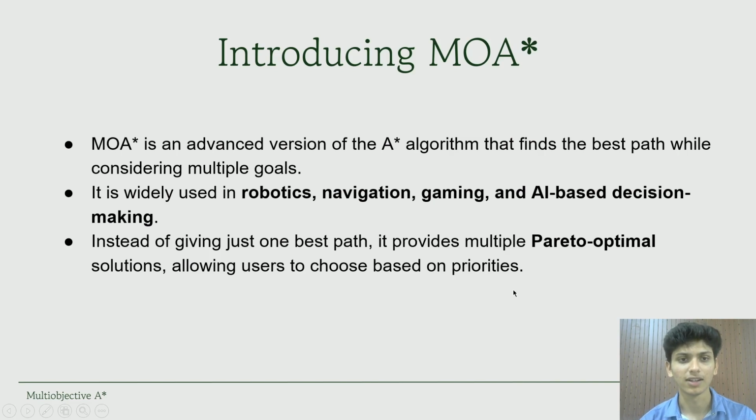Hello, I am Divyanshu Singh. Now I'll start with MOA star. MOA star is an advanced version of the A star algorithm that finds the best path while considering multiple objectives. It is widely used in robotics, navigation, gaming, and AI-based decision making. Instead of giving just one path, it provides multiple Pareto optimal solutions, allowing the user to choose based on priorities. We don't focus on a single objective; we try to maintain multiple objectives together by balancing their trade-offs.